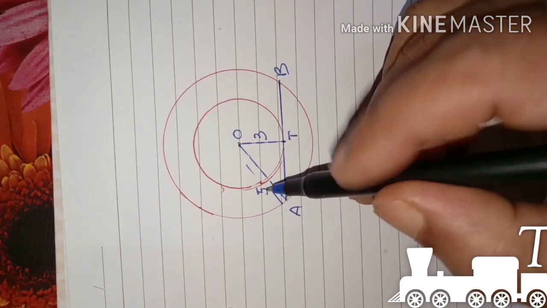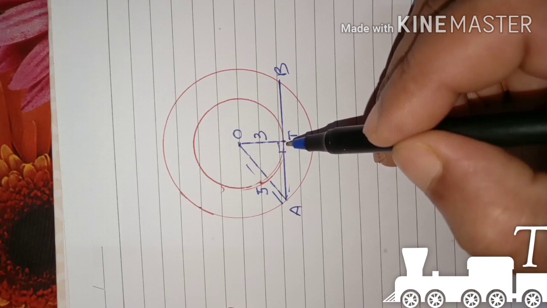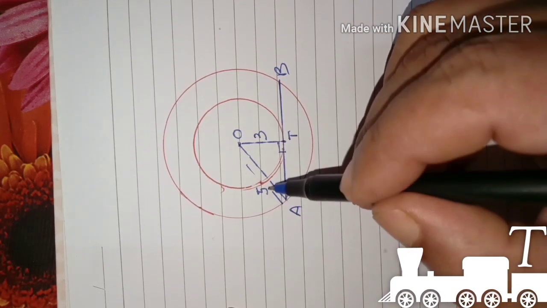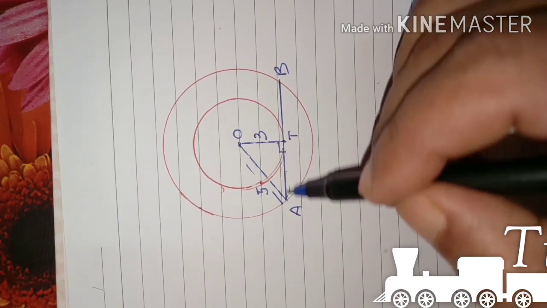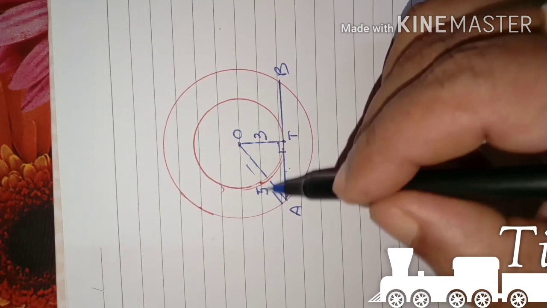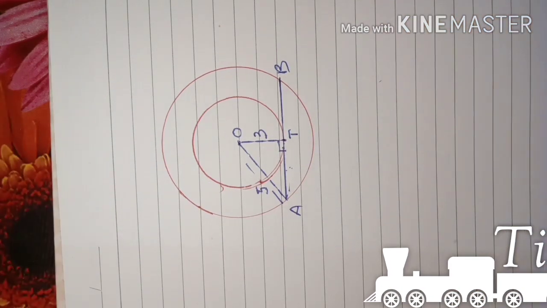By Pythagoras theorem, this angle is 90 degrees because this is a tangent and this is the radius. The radius is perpendicular to a tangent at the point of contact. So hypotenuse square equals perpendicular square plus base square. Using that, you can find AT. This is 5, this is 3, so AT will be 4, because 3, 4, 5 make a Pythagorean triplet. So how to write this answer, just you see.